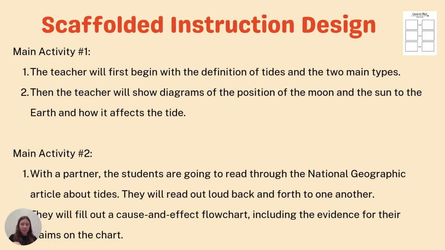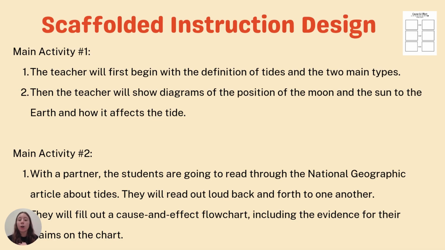So for the first main activity, the teacher will first begin by explicitly teaching the vocabulary: what are tides, and the two main types of tides, which are neap tides and spring tides. And the class will create hand motions to remember these vocabulary words, which is so fun because when students do things with their body, it's a lot easier for them to commit it to memory. And then they're not having to write or do anything like that either, so it's very easy, very accessible.